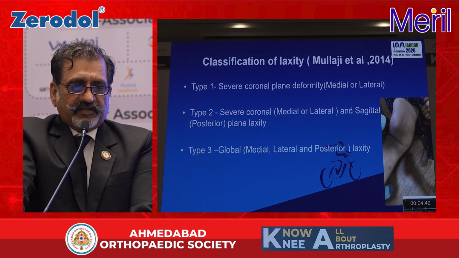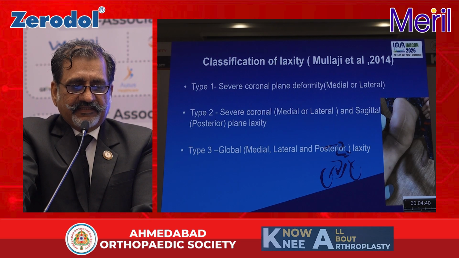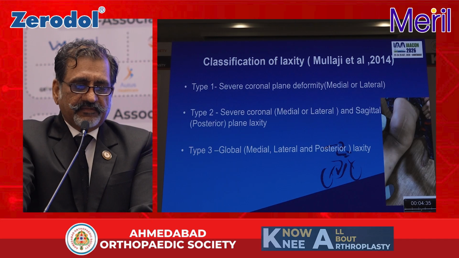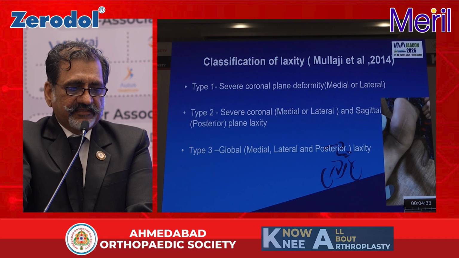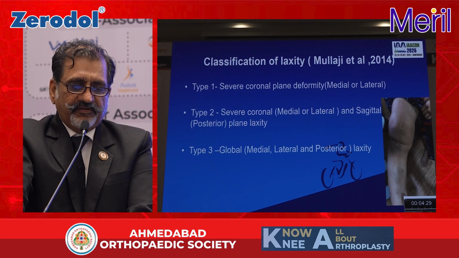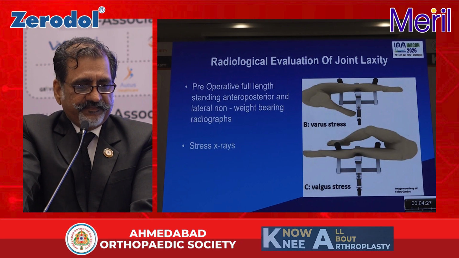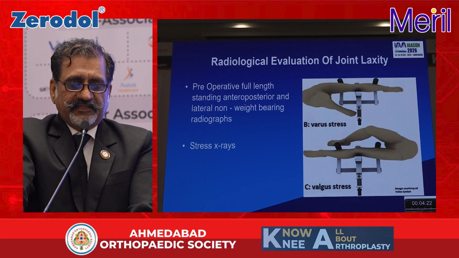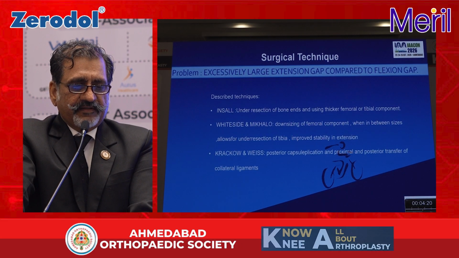So Mulaji et al. classified laxity into 3 types. Type 1 is coronal, type 2 is coronal and sagittal plane laxity, and type 3 is a global laxity, mediolateral and posterior laxity. We have to evaluate joint laxity radiologically with stress views of the X-ray.